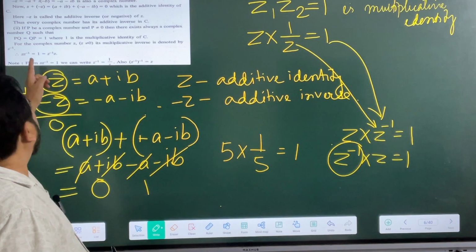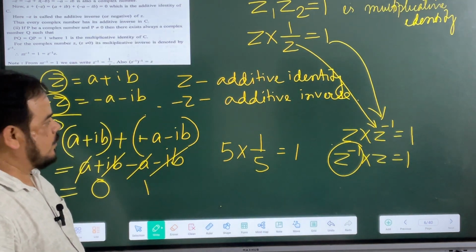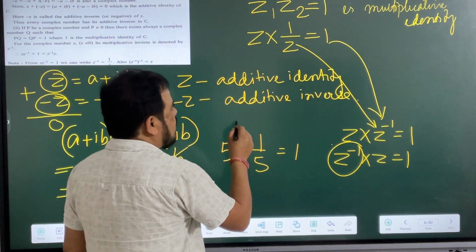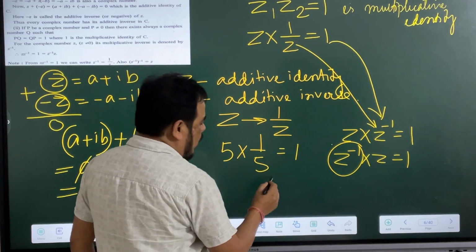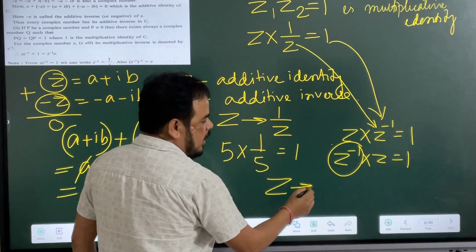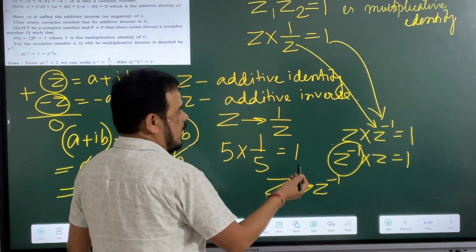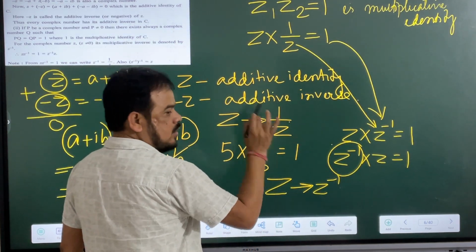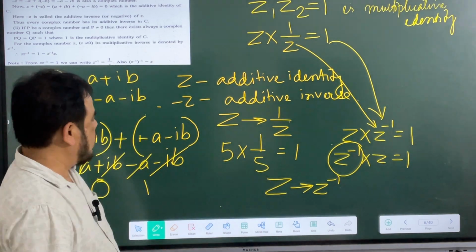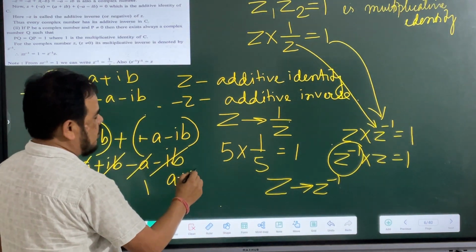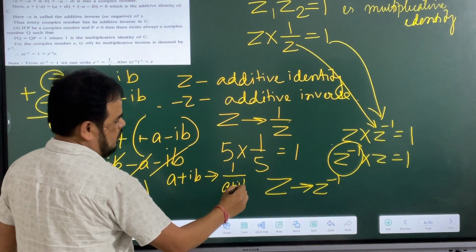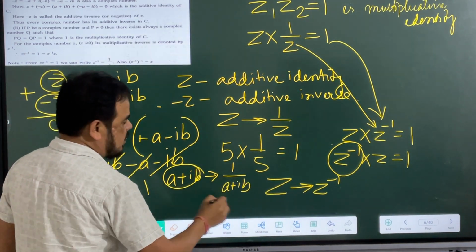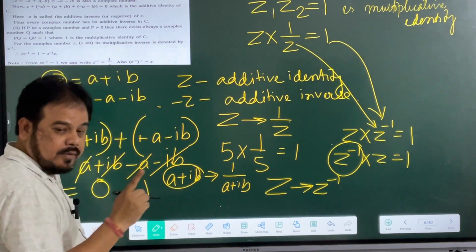So this is the multiplicative inverse. What is the multiplicative inverse of z? That is 1 by z. What is the multiplicative inverse of z? That is z inverse. Either you write this or this, same thing. What is the multiplicative inverse of a plus ib? That is 1 by a plus ib, because a plus ib and 1 by a plus ib, if we multiply, you will get 1.